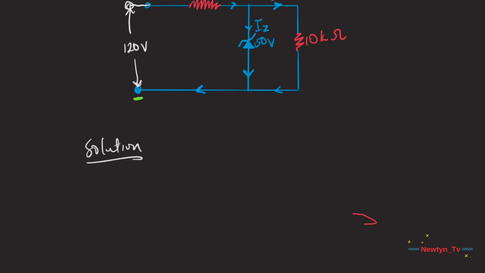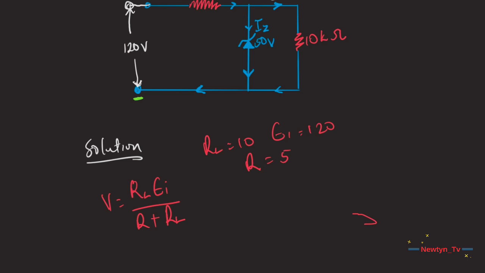So if we remove the Zener diode in this diagram, the voltage V across the open circuit will be given by V equal to RL times EI divided by R plus RL. So we know that RL is equal to 10, then we know that EI is equal to 120, and we know that R is equal to 5. Right.